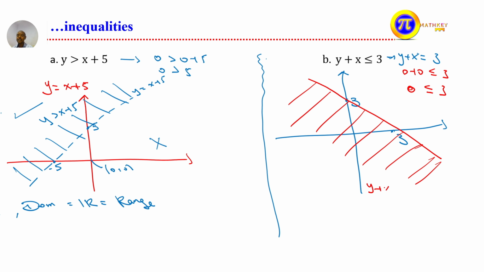That means y plus x is less than or equal to 3. As we did before, what is the domain and range of this function? The domain of this is all real numbers, since it consists of positive x's, zeros, as well as negative values of x.